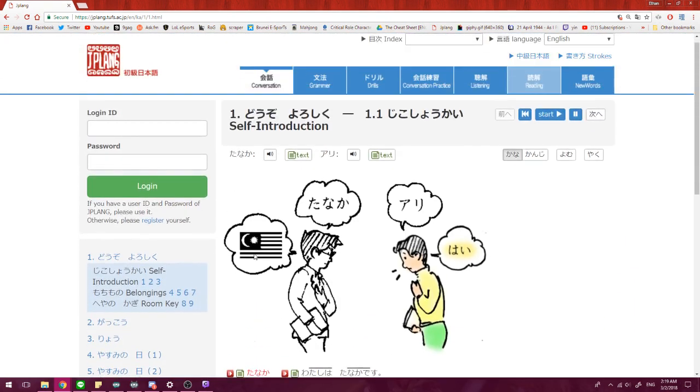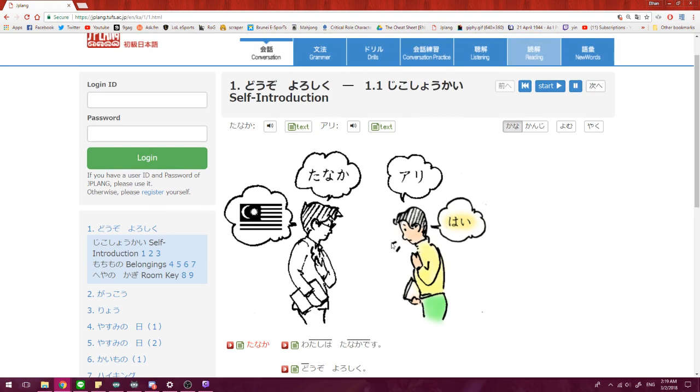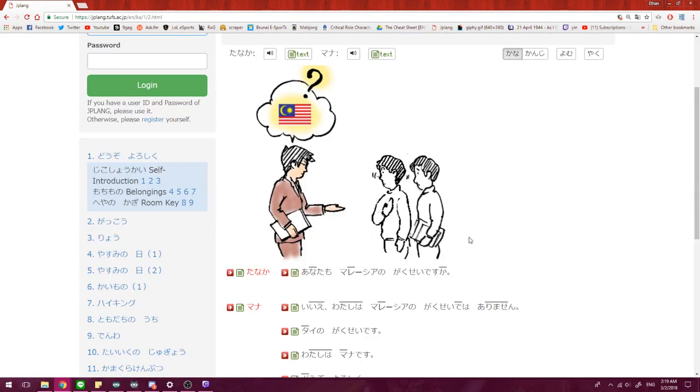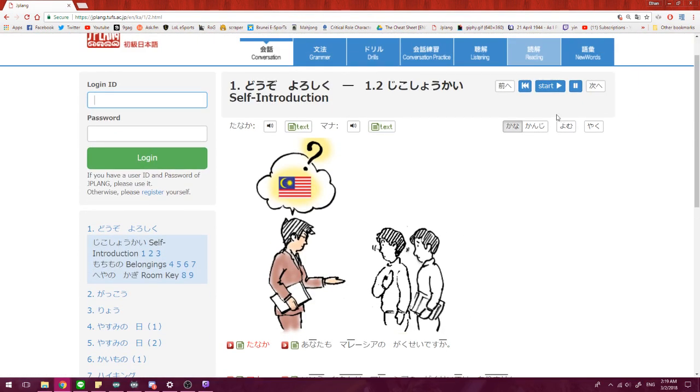Now with all that, we've learned 4 things, and we've finished the first page of this book. So now we go to page 2, or the second reading text. Let's listen to what they have to say.